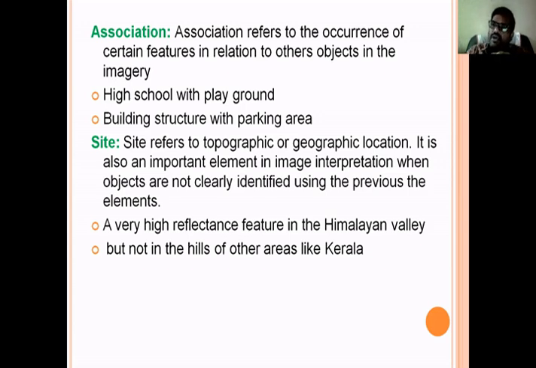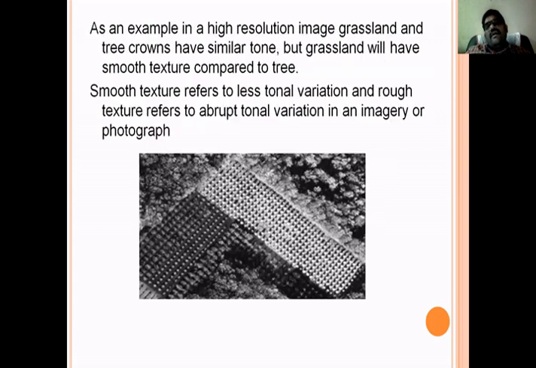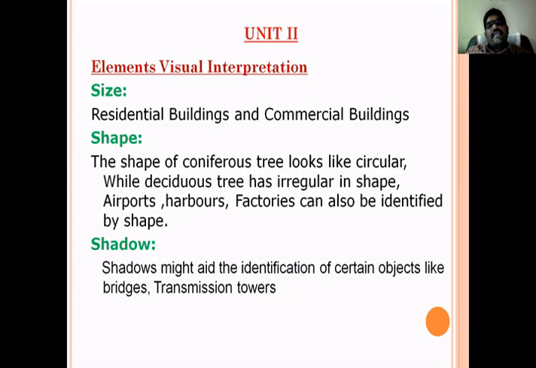Then tone, for example, certain objects like sand. If it is wet, it will appear as black, and if it is dry, it may appear as white, in the grayscale of the electromagnetic spectrum. And then association, site, pattern, all these are the key elements of visual interpretation.